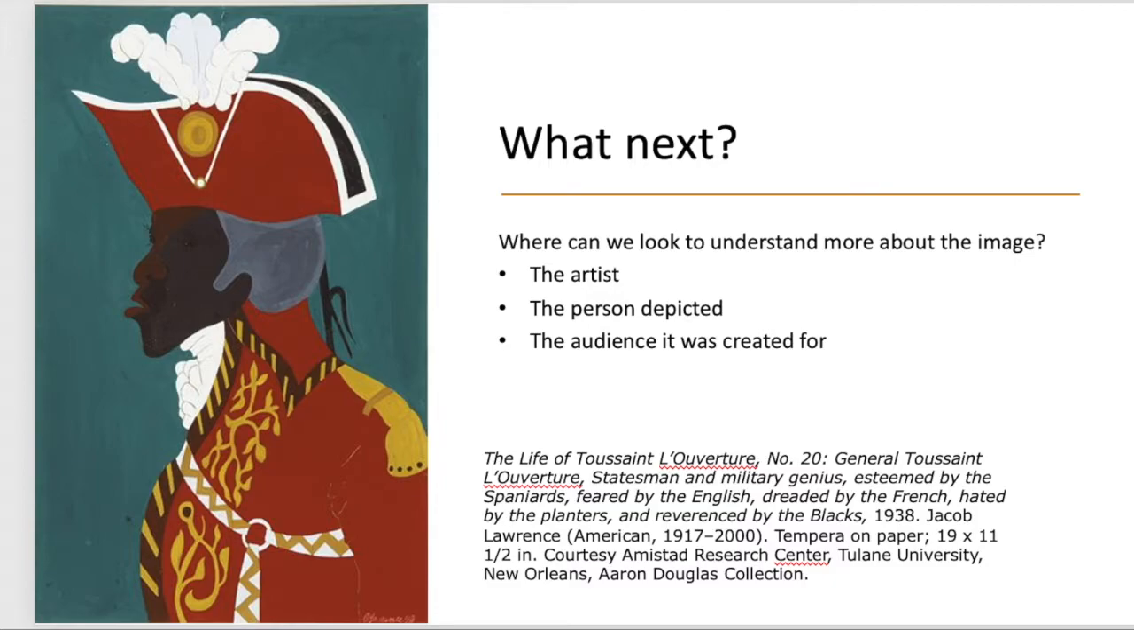And I also found this image, which is the original on which the previous image was made into a print. So this, according to Cleveland Museum of Art, is tempera on paper. So here, even in this digitally reproduced version, you can see much more of the texture of the paint. And the image description also gives us some further valuable information. So it says, the life of Toussaint Louverture, number 20, General Toussaint Louverture, statesman and military genius, esteemed by the Spaniards, feared by the English, dreaded by the French, hated by the planters, and reverenced by the blacks, 1938.